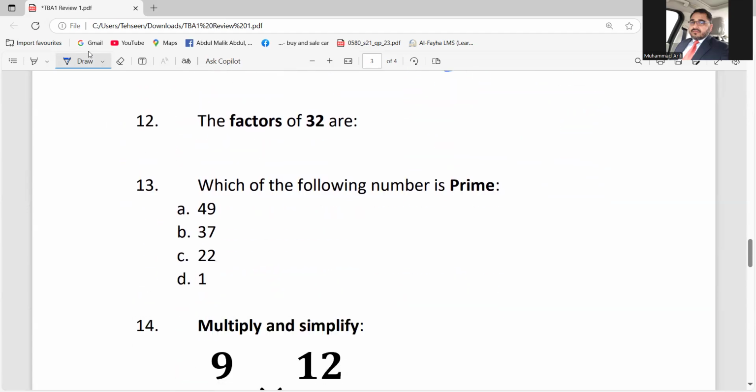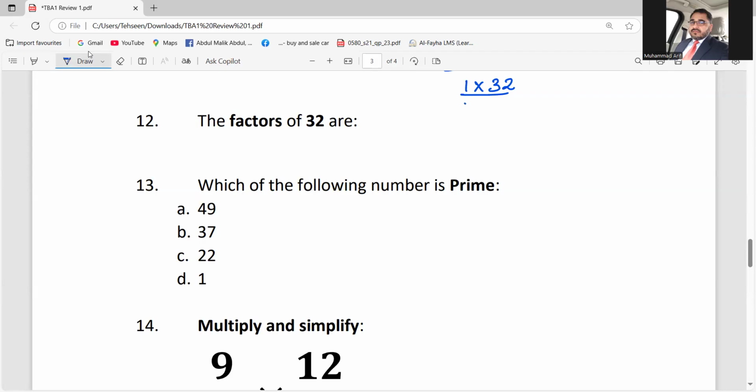Then question number 12. Question 12 is the factors of 32. What are the factors? If we multiply any two numbers and in the result, the product, we get 32, those two numbers will be the factors of 32. Like this, 1 multiplied by 32 is 32. 1 and itself, these two numbers are always the factors of every number.